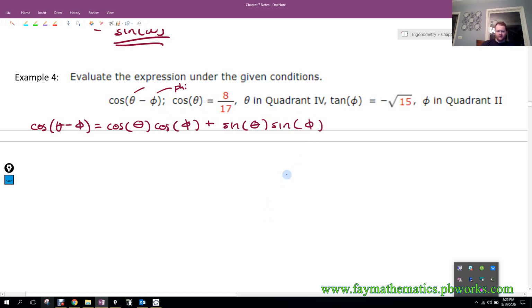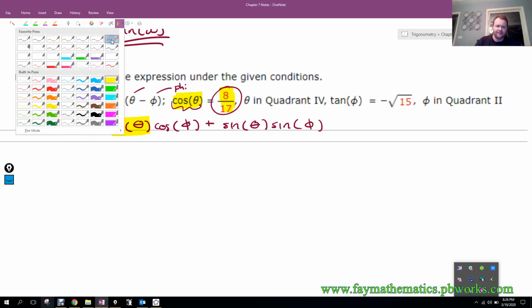The only thing is that we don't necessarily know what theta and phi are, or the cosine of them. What's nice here, though, is that we do know that cosine of theta is 8/17. So we can replace, and what's important here for us to understand, the cosine of theta is 8/17. So I can replace that whole thing, not just theta, but cosine of theta with 8/17.